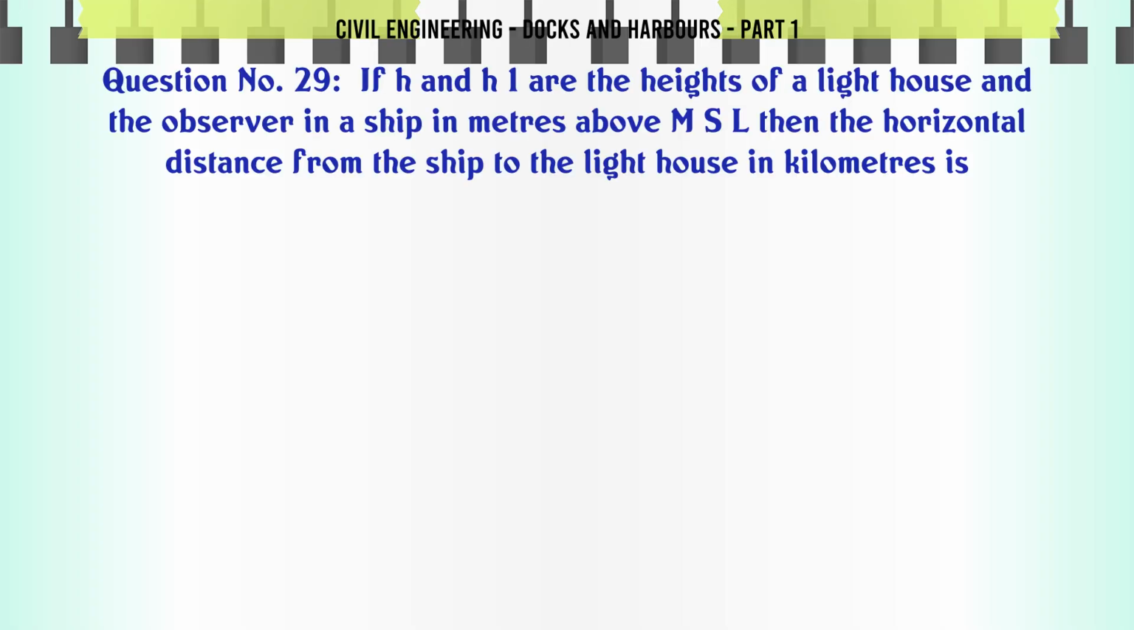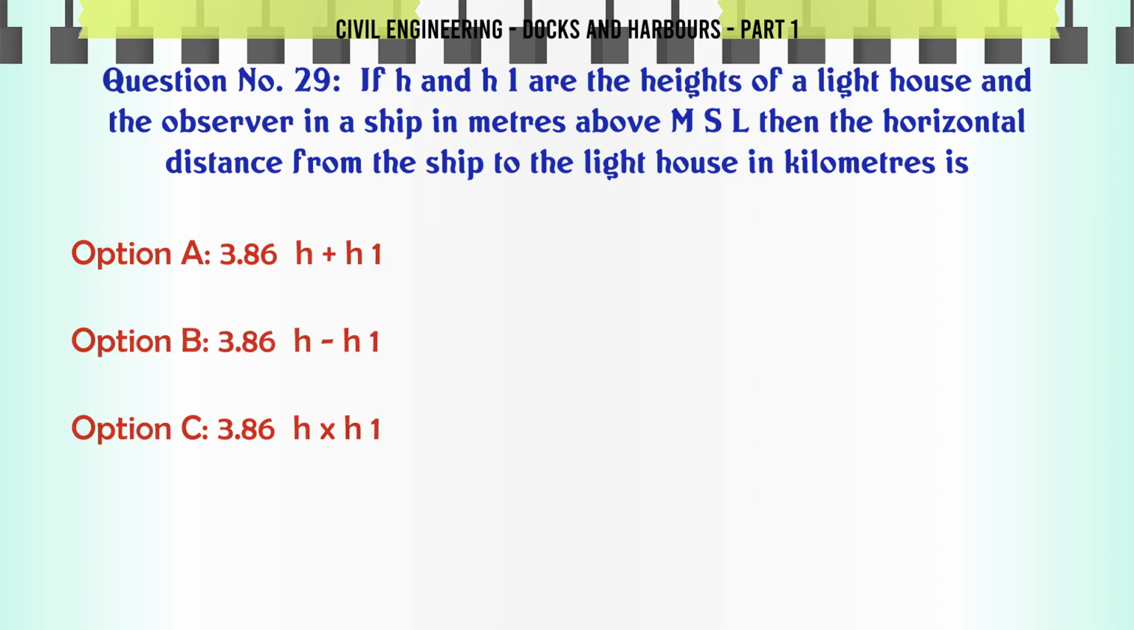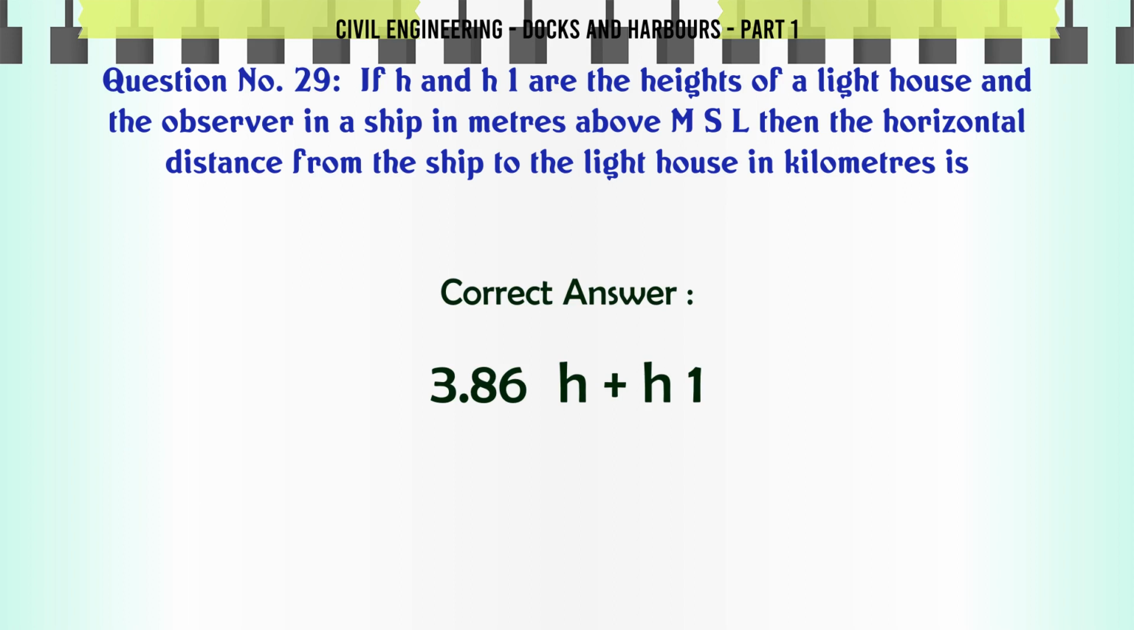If H and H1 are the heights of a lighthouse and the observer in a ship in meters above MSL, then the horizontal distance from the ship to the lighthouse in kilometers is: A. 3.86 (√H + √H1), B. 3.86 √(H, H1), C. 3.86 √(H x H1), D. 3.86 (H + H1). The correct answer is 3.86 (√H + √H1).